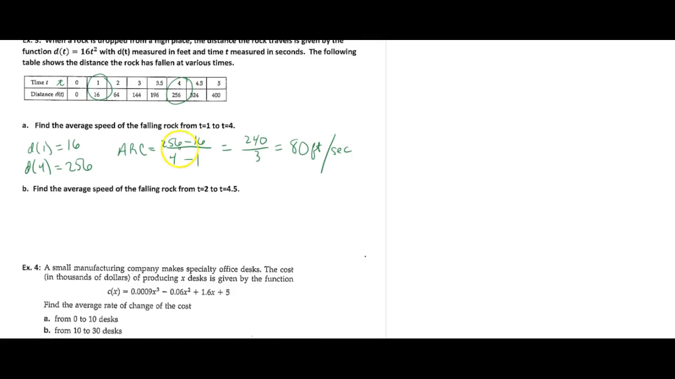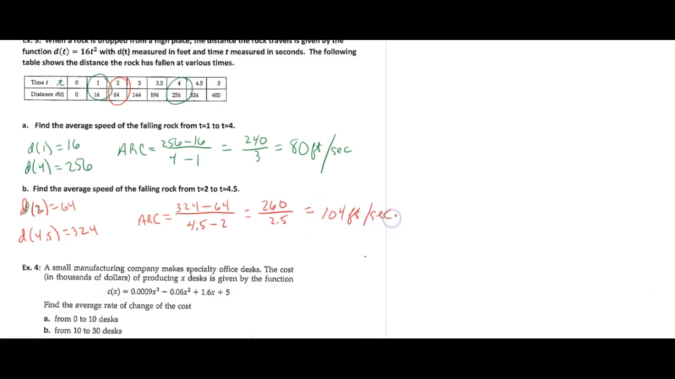Letter B, find the average speed of the falling rock from 2 to 4.5. So again, d of 2, let's do it in a different color. D of 2 is equal to 64. D of 4.5 is 324. So our average rate of change here is going to be 324 minus 64 over 4.5 minus 2. So right away, 324 minus 64 is 260 over 2.5, and 260 divided by 2.5 will give you 104 feet per second.